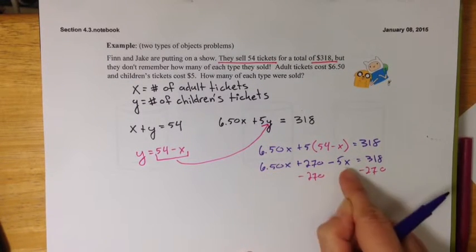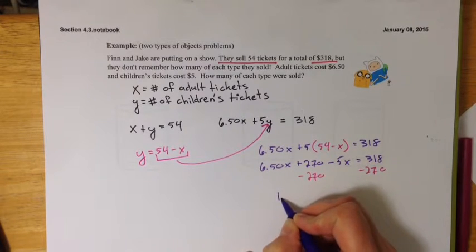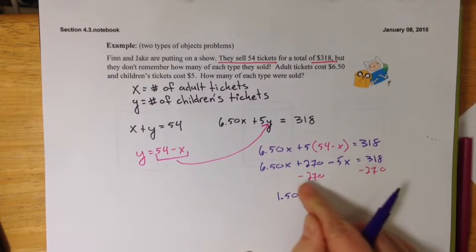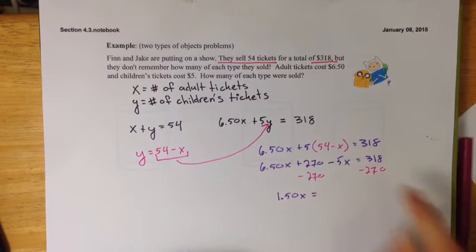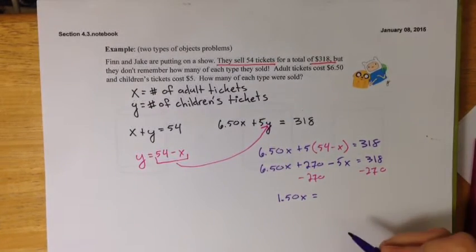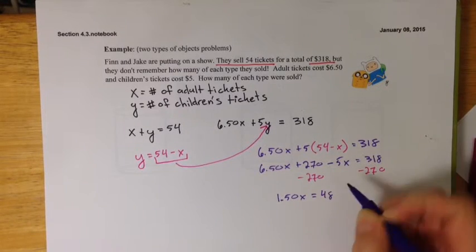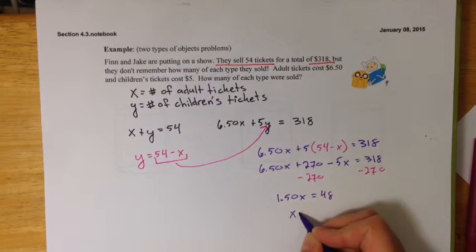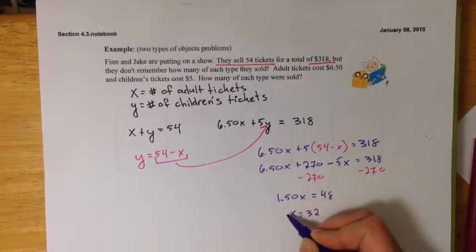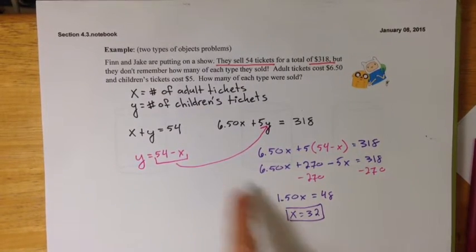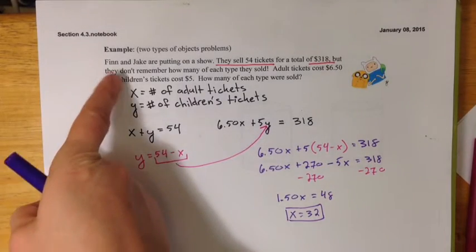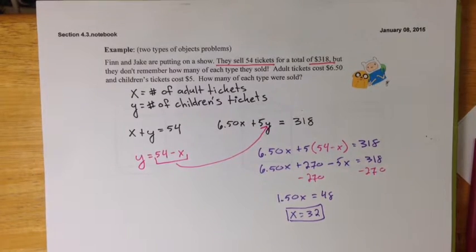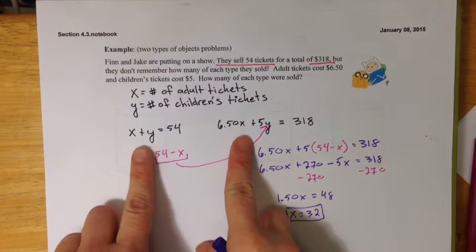The 6.50x minus the 5x gives me 1.50x, and then on the right hand side I'm subtracting 270, so that gives me 48. And 48 divided by 1.50 gives me that x equals 32. Now remember, x was the number of adult tickets, and I still want to know the number of children's tickets. Fortunately, we have two equations that can do that for us.